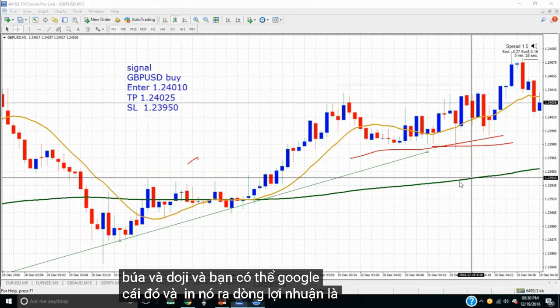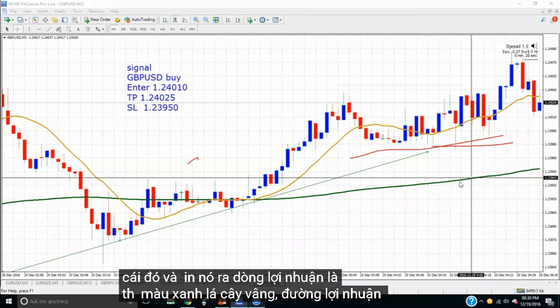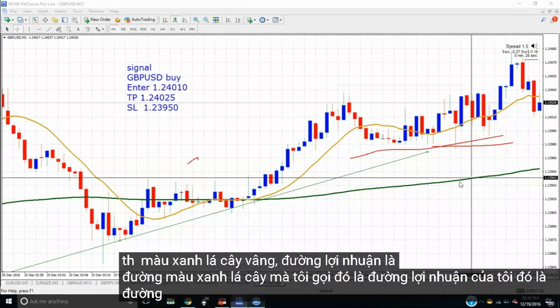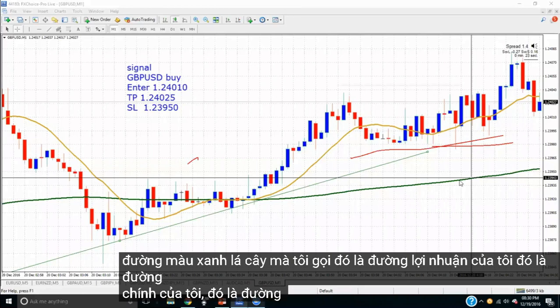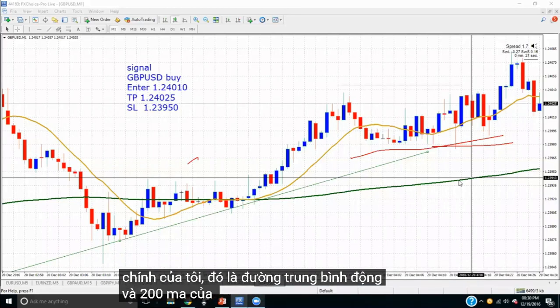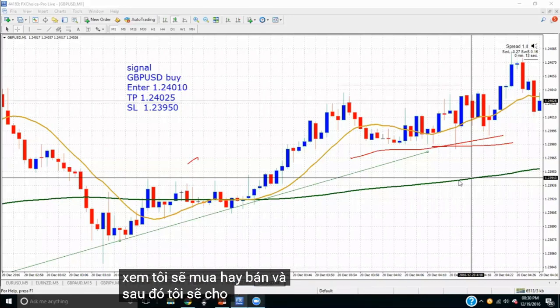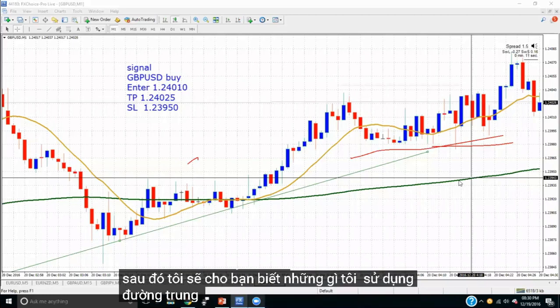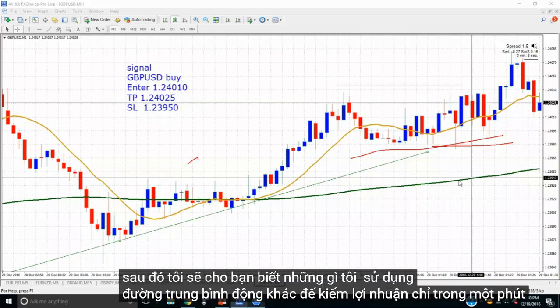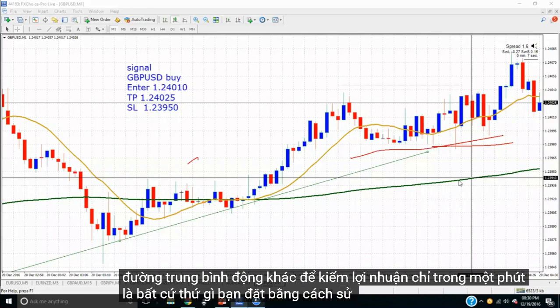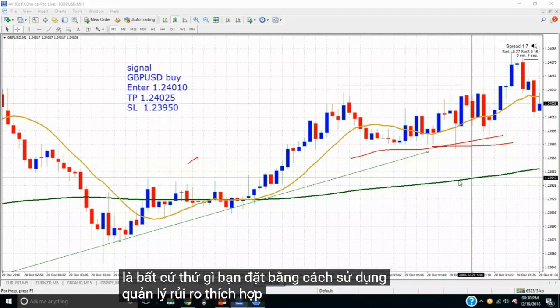The profit line is the green line. I call that my profit line. It's my moving average, my 200 MA, and that's what determines whether I'm going into a buy or sell. And then I'll tell you what I use that other moving average for in just a minute. Profit is whatever you set using proper risk management. Yes.